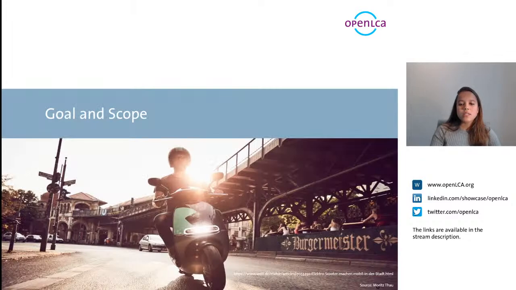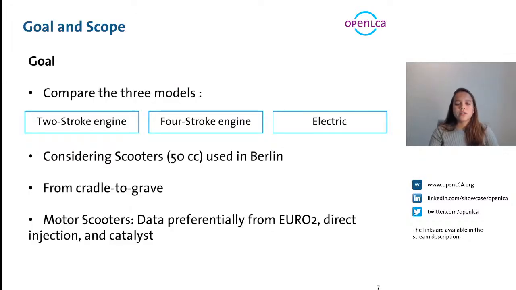So the goal of this work is to compare these 3 models, the 2-stroke one, 4-stroke, and electric scooter. And for the motor scooters, we are considering that the scooters have a size of 50 cubic centimeters. And for the 3 scooters, we are considering that they are used in Berlin. We decided that we are going to do this from cradle to grave, which means that we are considering until the end of life.